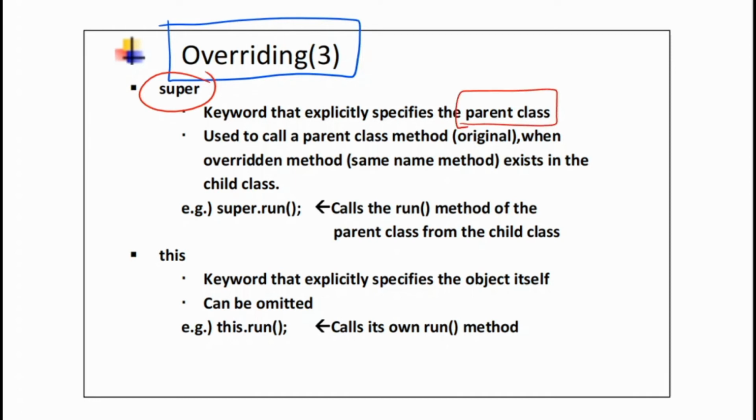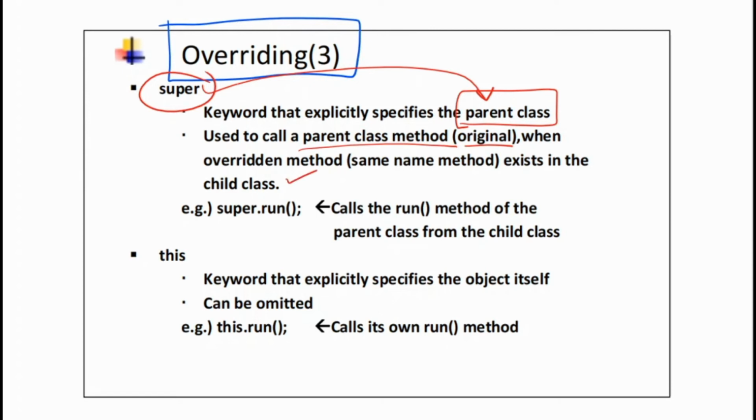So the super keyword refers to the parent class. This is used to call a parent class method, the original method which is defined in the parent class, when an overridden method exists in the child class.